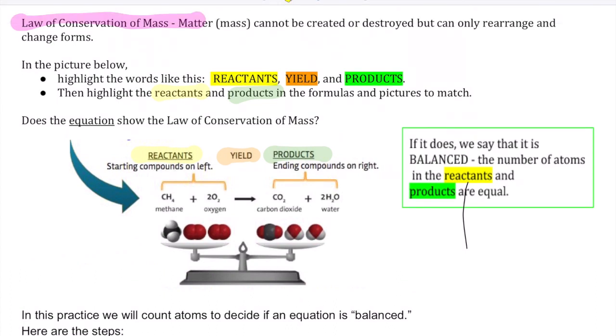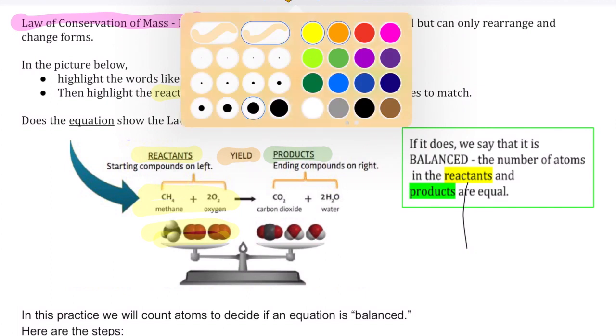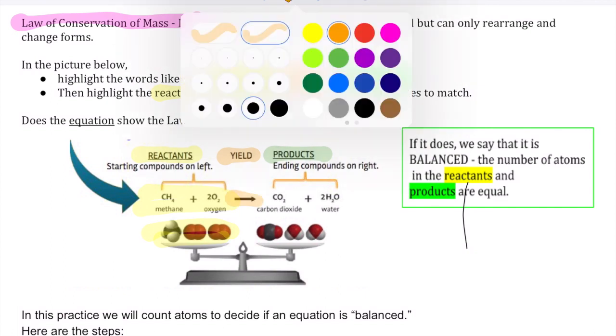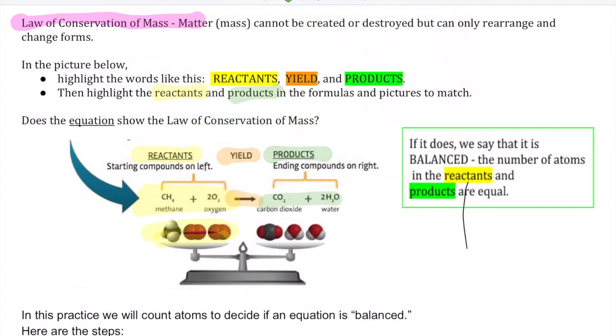So remember, reactants are the starting compounds that are on the left. And there's the formulas and words. And then these pictures also represent those reactants. And then they yield or produce the things that we see here on the right.